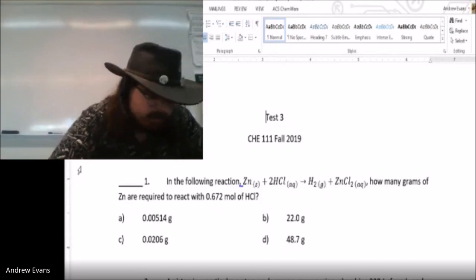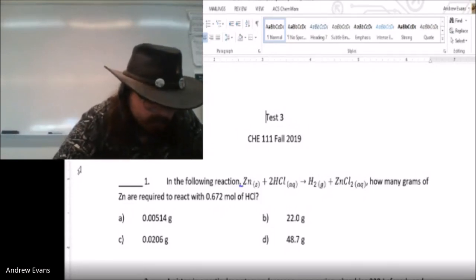I think the molar mass of zinc is 65. It's 65.4.